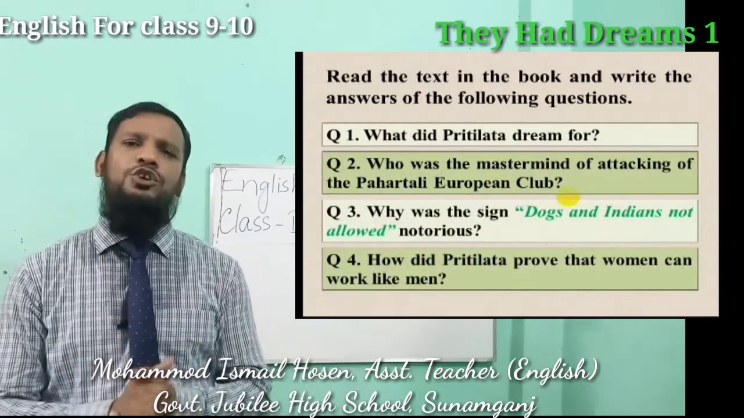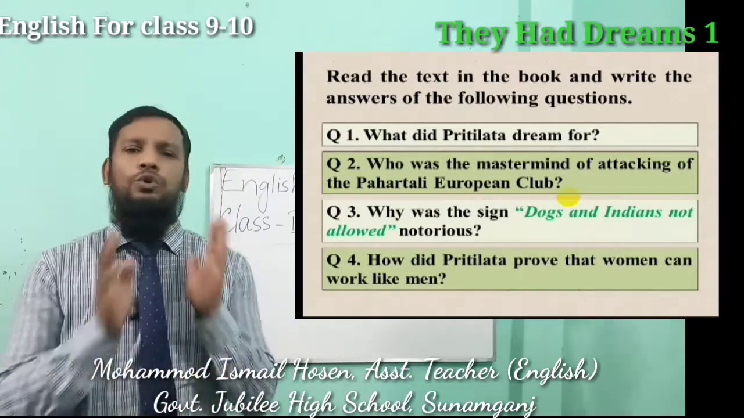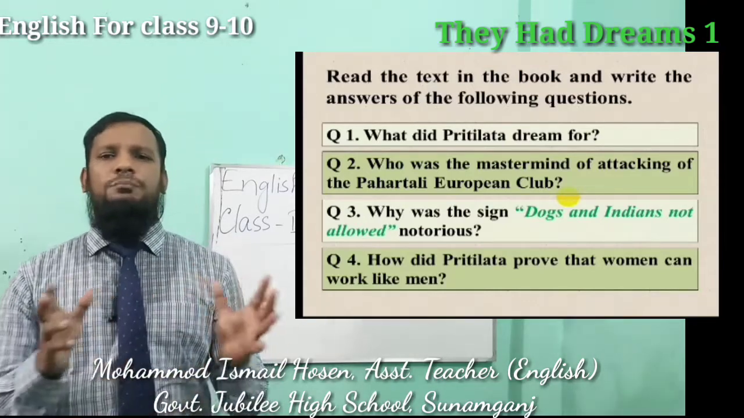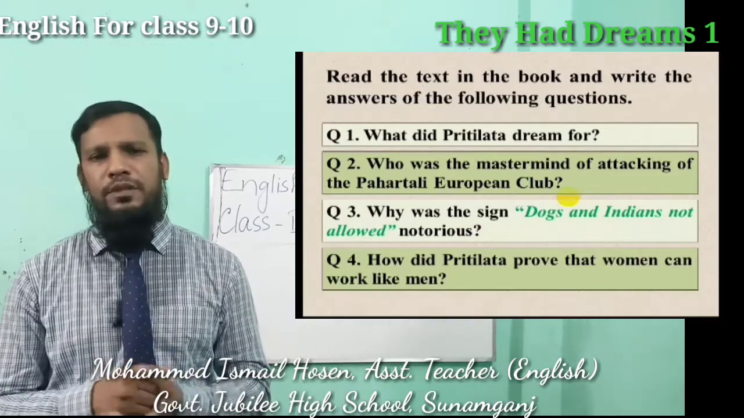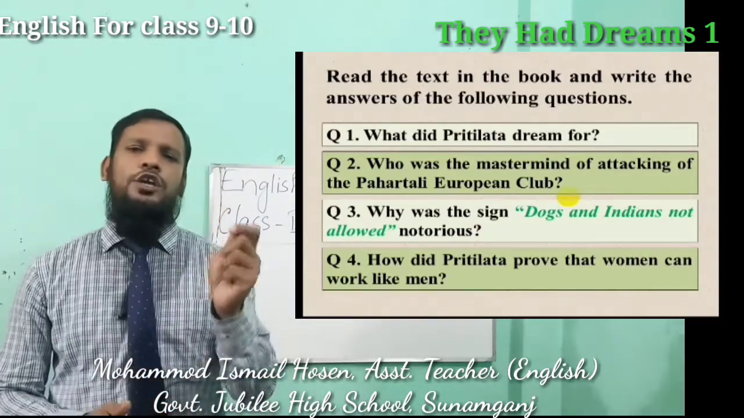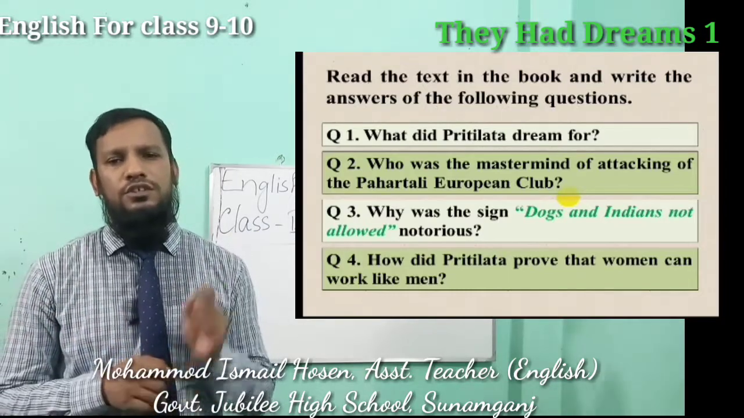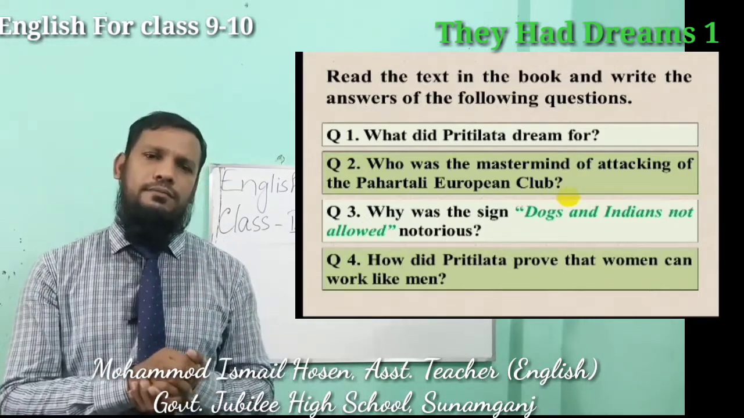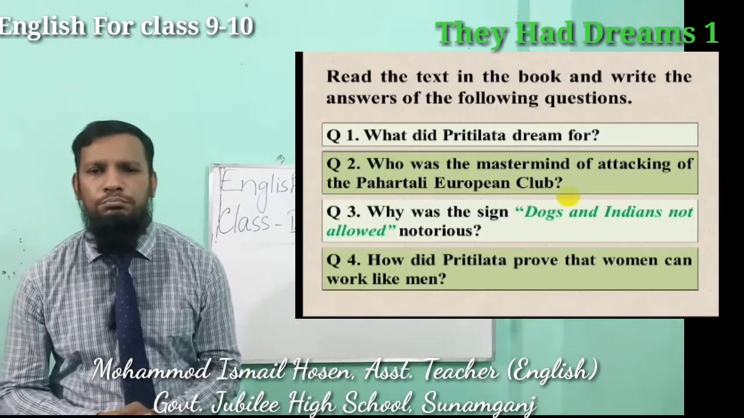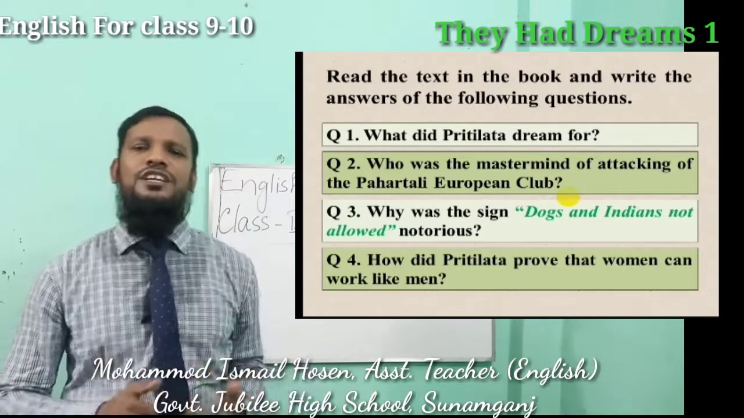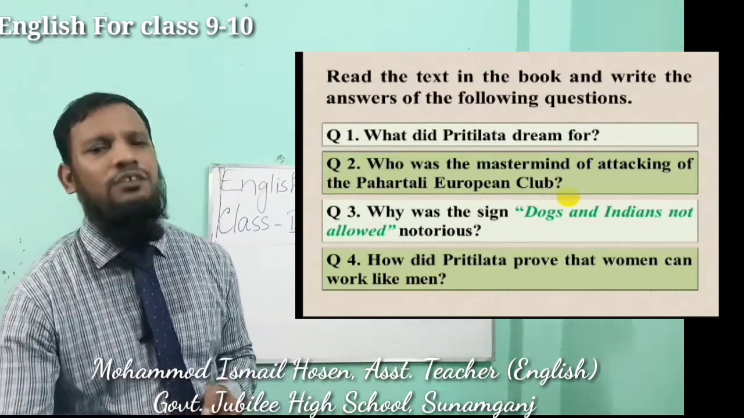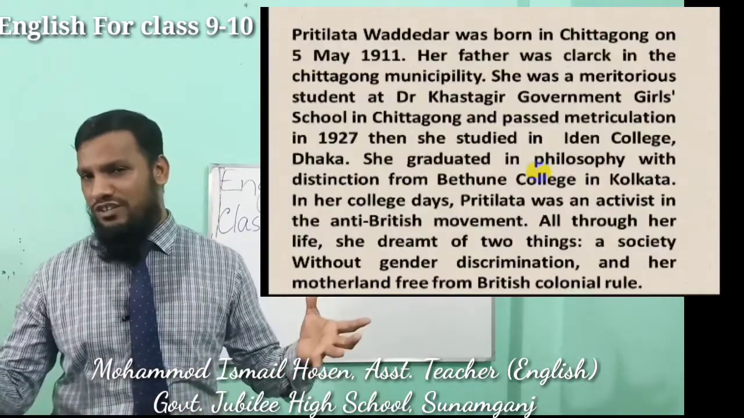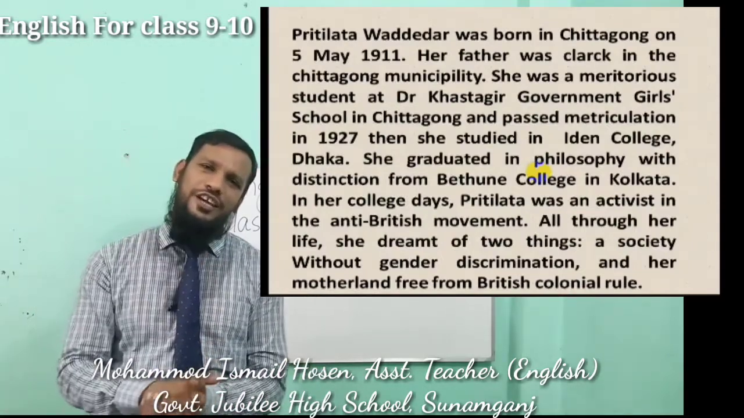Our first question is, what did Pritilata dream for? Then, who was the mastermind of attacking the Pahartali European Club? Why is the sign "Dogs and Indians not allowed" notorious? How did Pritilata prove that women can work like men? We have to find the answers to these questions by reading the text. So dear students, let's read the text.